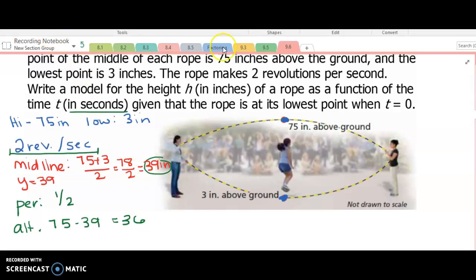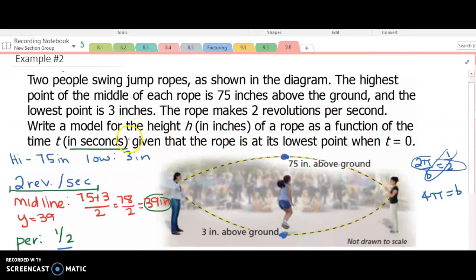Now let's find my b value. We know 2 pi over b is how we get my period, and I know that my period is 1/2. From here, I can cross multiply, so I get 4 pi equals b, which is exactly what I want. So we want to find this function right here.